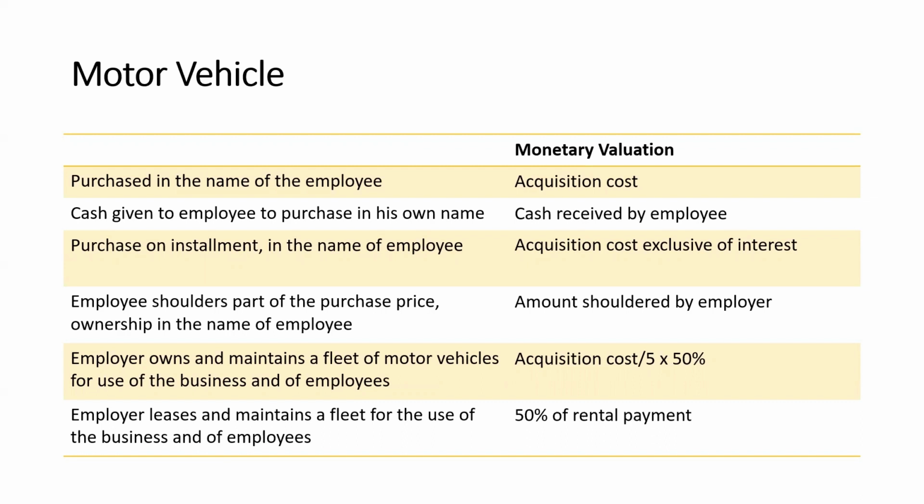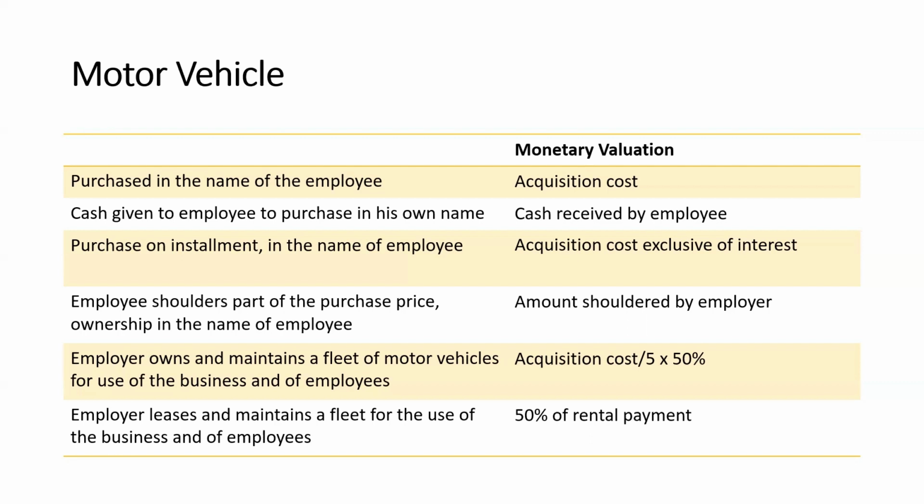So sinasabi niya, no? Kung installment yon, yung binigay sa'yo na cash flow, edi kunin mo yung present value, kasi yung present value, exclusive doon yung interest. Then you have employee shoulders part of the purchase price, ownership in the name of employee. So amount shouldered by employer. Yung mga ganyan, di ba? Yung mga car plan na 60-40. 60% sa employer, 40% sa employee. O, edi 60% lang yung subject sa fringe benefit tax.